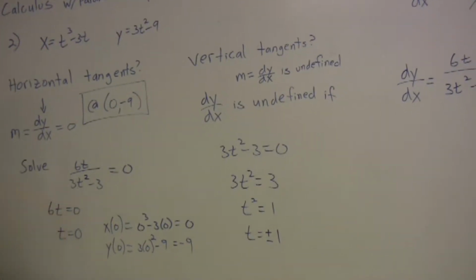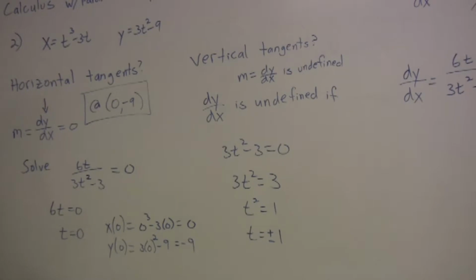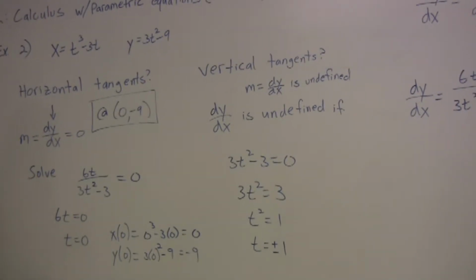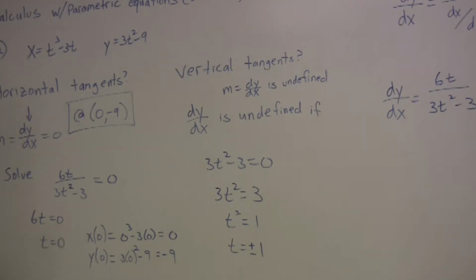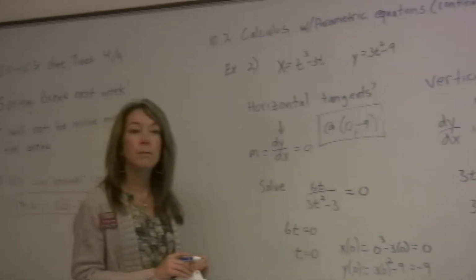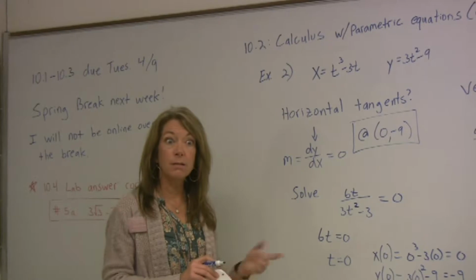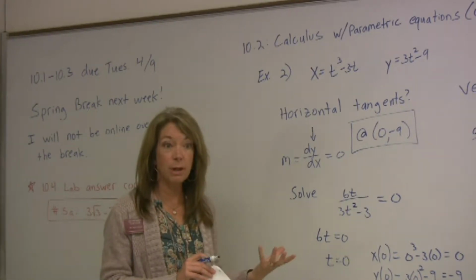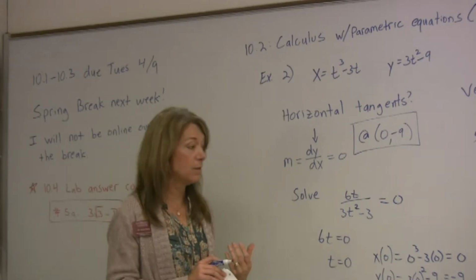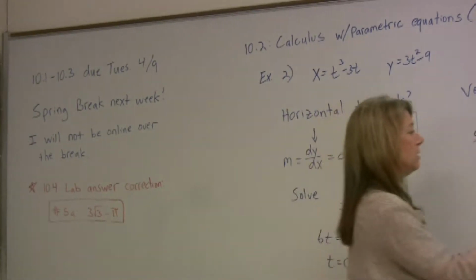So what does that tell me? It's going to be two different points. When t equals negative 1 and when t equals positive 1, there's 2 points where I'm going to have vertical tangent lines. So let's find those 2 points.